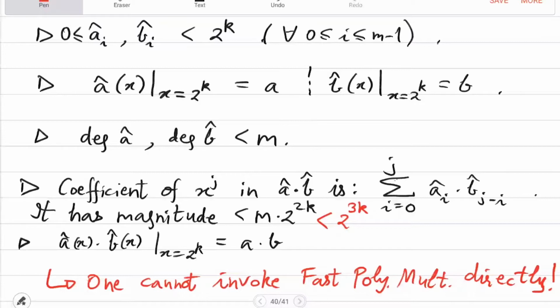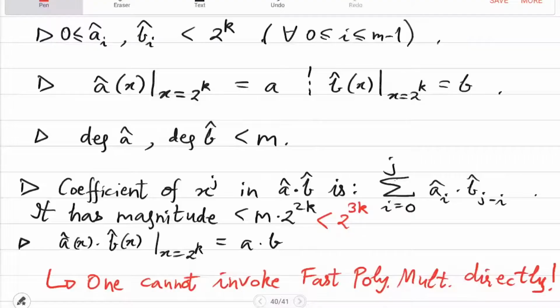So what this needs is going deep inside that polynomial multiplication algorithm and making all the claims in terms of bit operations. That is actual time. So this is why we cannot just stop here. We cannot just invoke fast polynomial multiplication. So we have to now analyze. And remember that once you have computed a hat times b hat, you just have to substitute x to be 2 raised to k to get back numbers. Any questions?